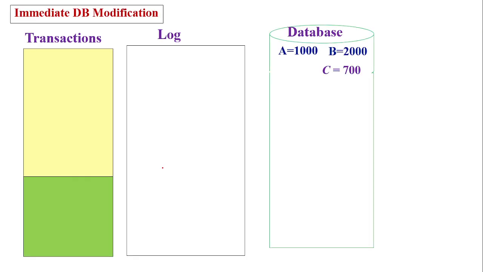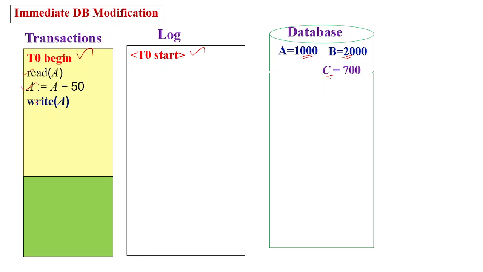When T0 begin is executed, it means T0 started its execution, and the corresponding record is made into the log. Just assume that initially accounts A, B, C have initial values 1000, 2000 and 700 respectively. Followed by T0 begin, the next operation is read A and A = A - 50. This read operation from the database never disturbs the consistency of the database. That's why no record needs to be maintained to indicate the read operation of a transaction.